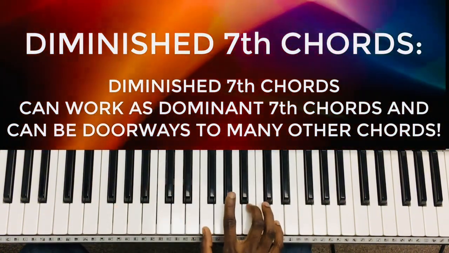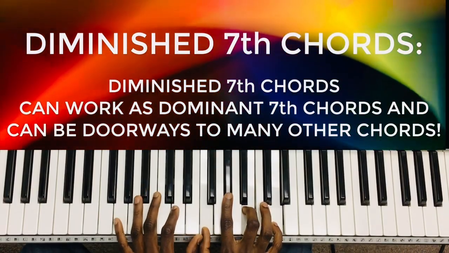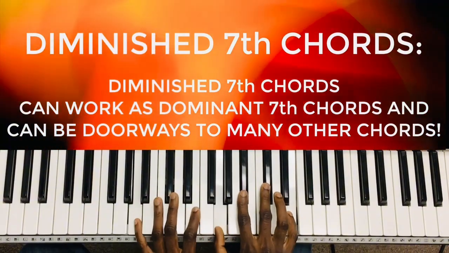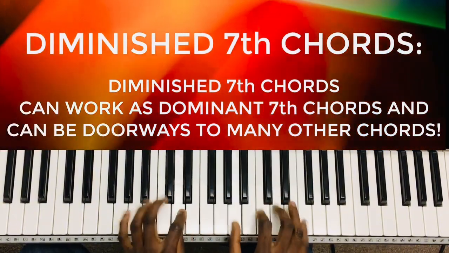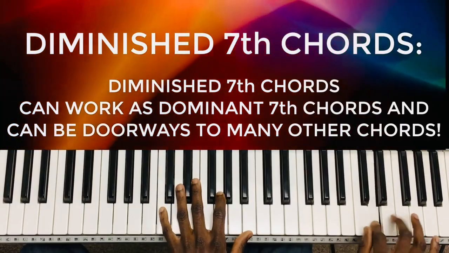If I want the 5 also, I could use the F diminished 7. Just put the G in the bass. Same here too. G diminished 7, put the A in the bass. Go into 2. That's what I played in the beginning of the little song that I played in the intro.